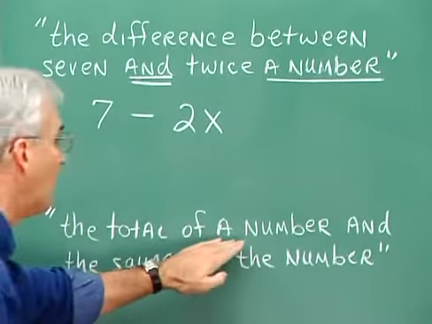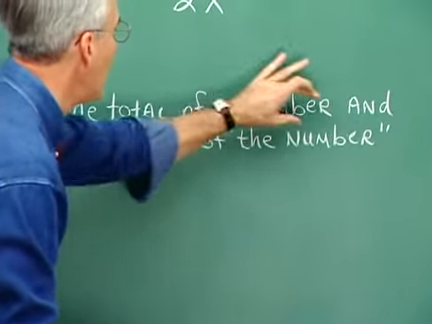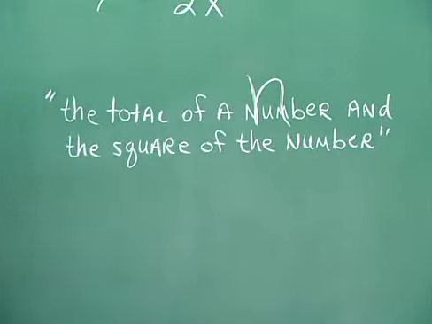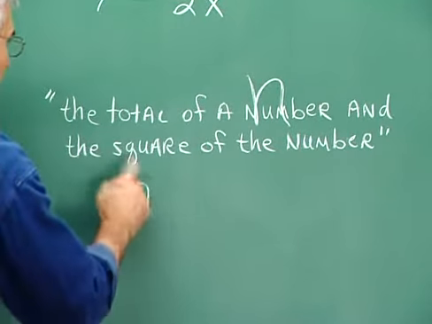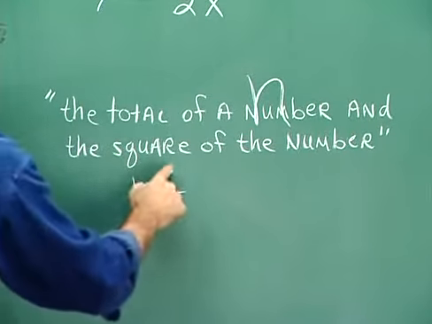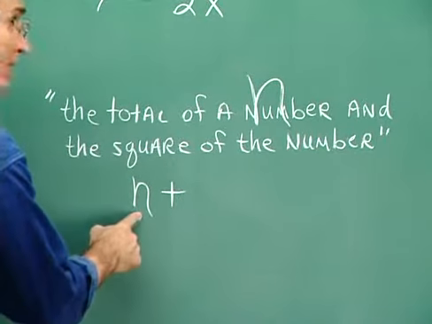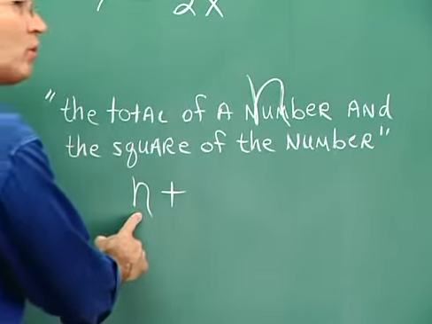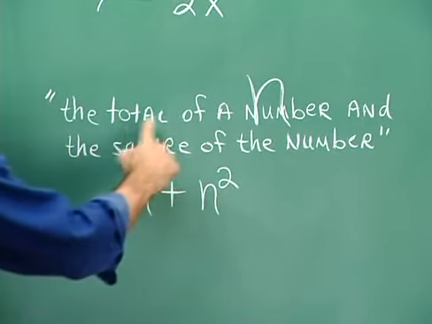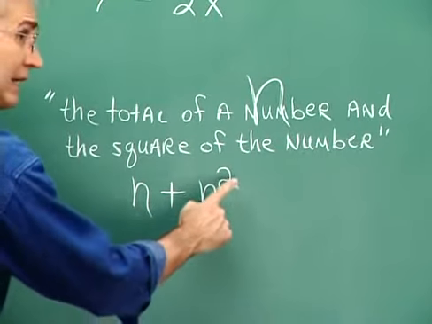The total of means we're going to add. The total of a number and a number. What is it? We don't know. Let a letter stand for it. I'll let that number be n in this case. So n, total of n and the square of the number. Well, the number is n. The square of the number would be n squared. So this is the total of n and the square of n.